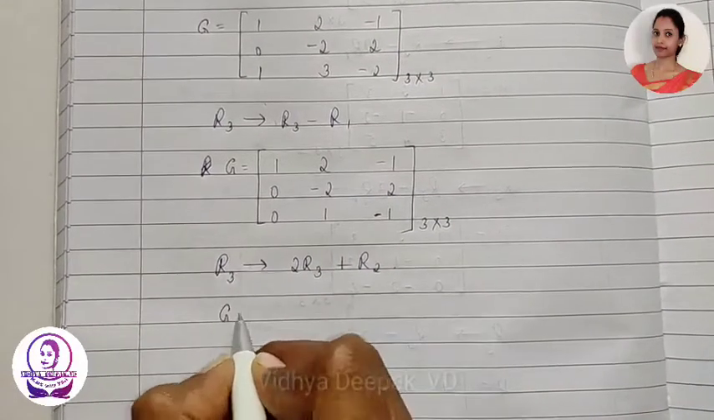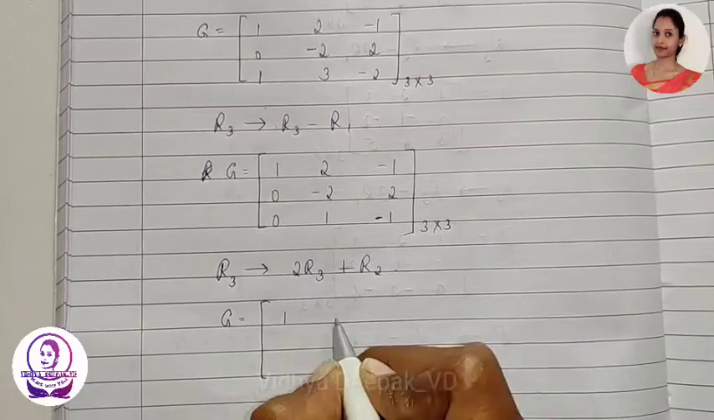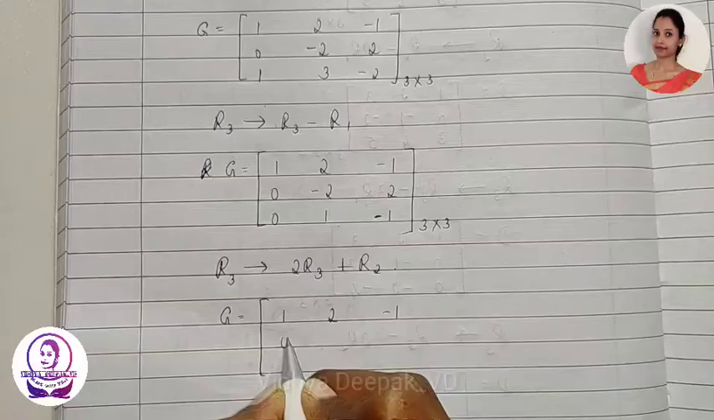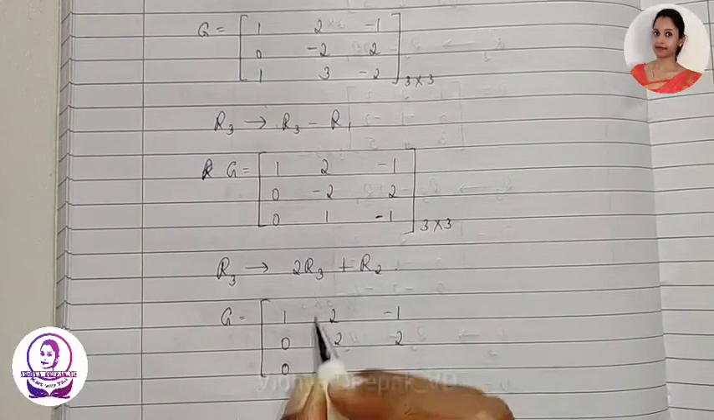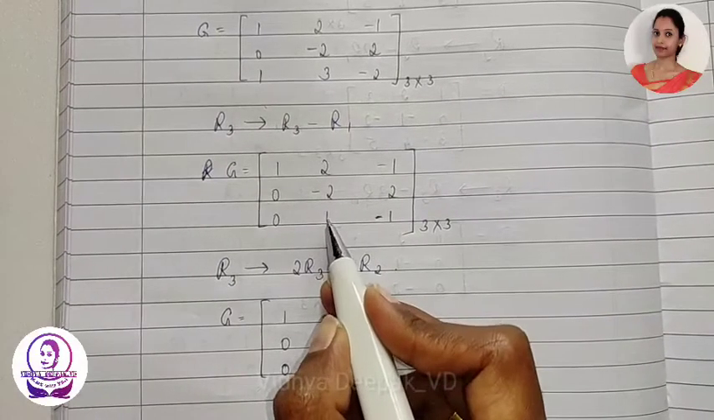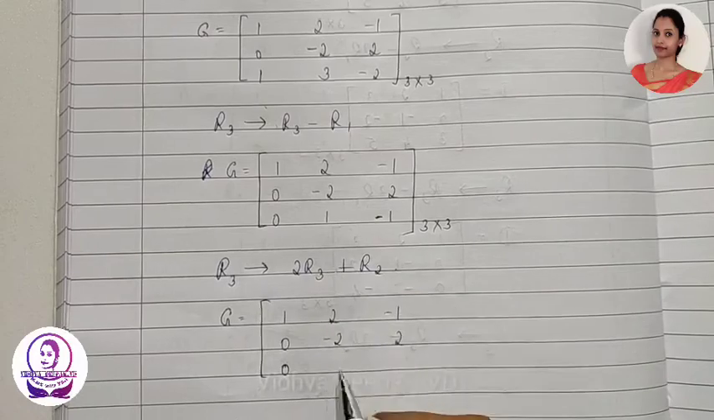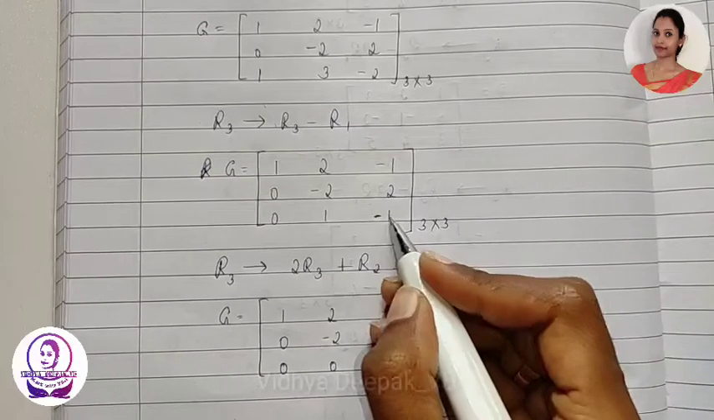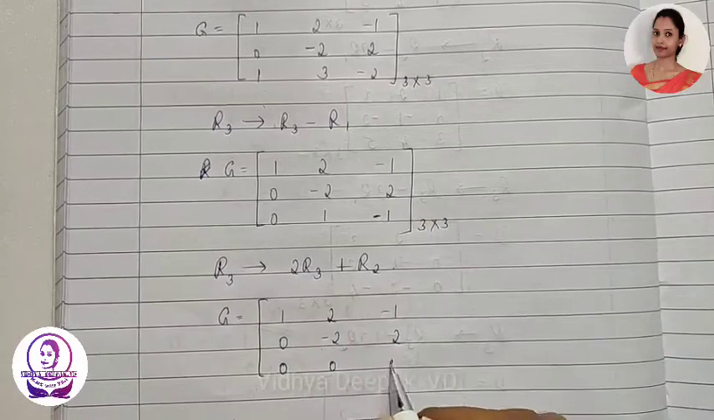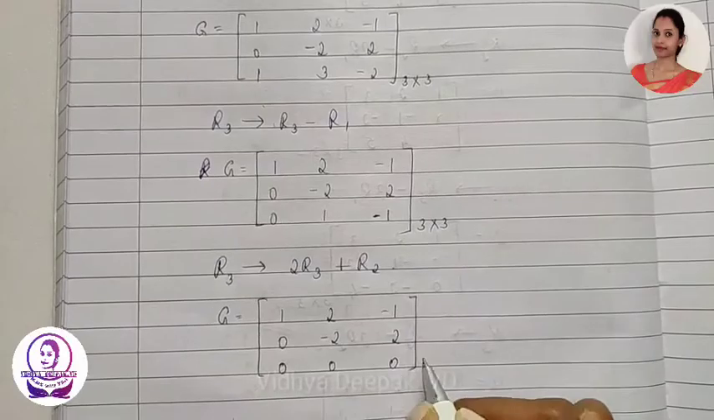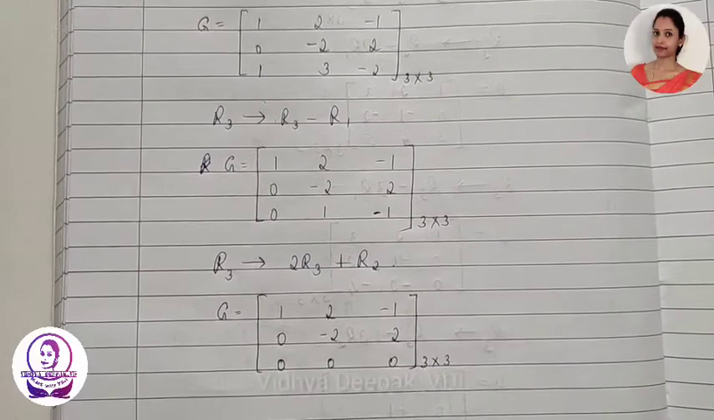Okay. So we have 1, 2, minus 1, 0, minus 2 and 2. This is 0 itself. 2 into 1 is 2. Plus 2 minus 2, 0. Minus 1 into 2 is minus 2. Minus 2 plus 2 is 0 again. So this is a 3 cross 3 matrix.